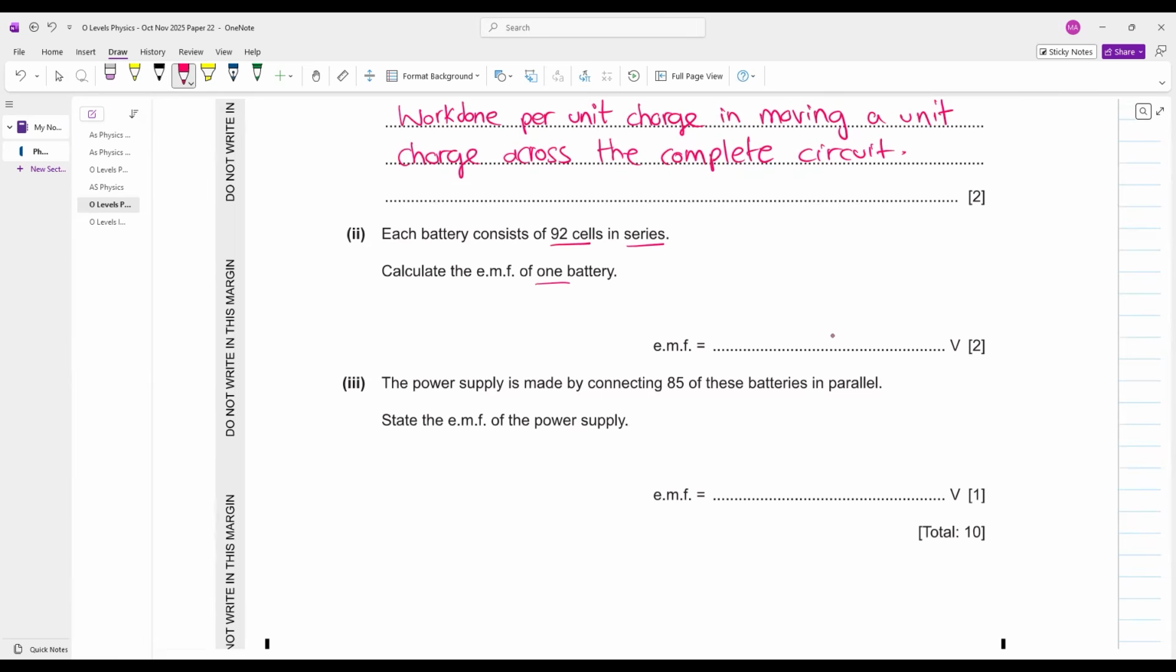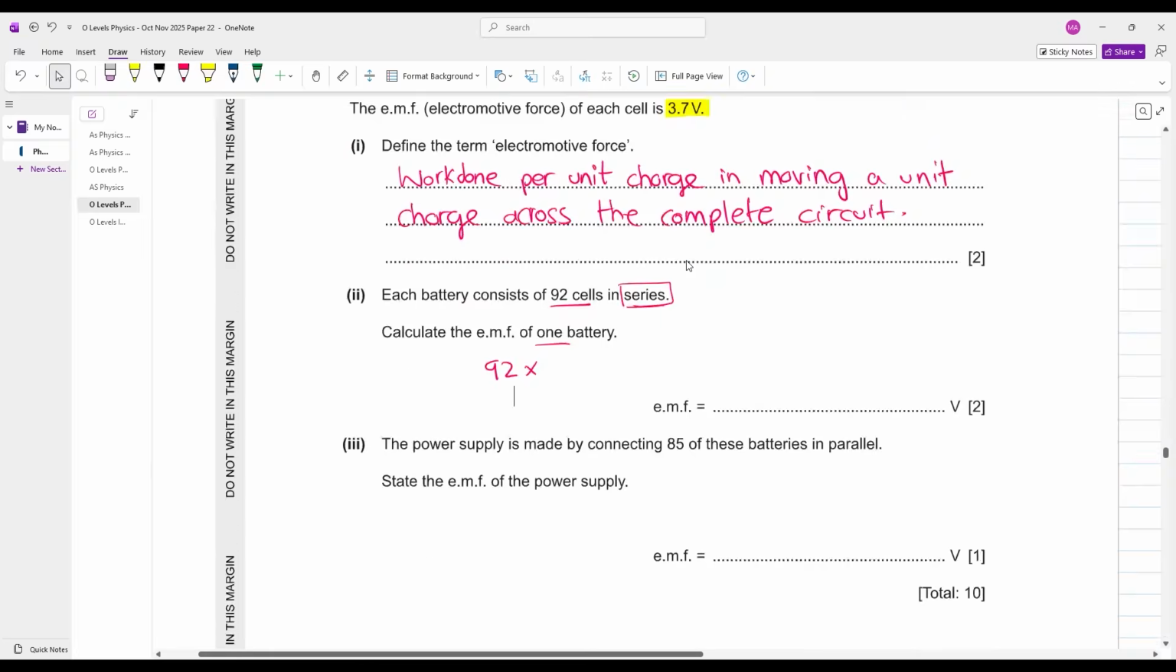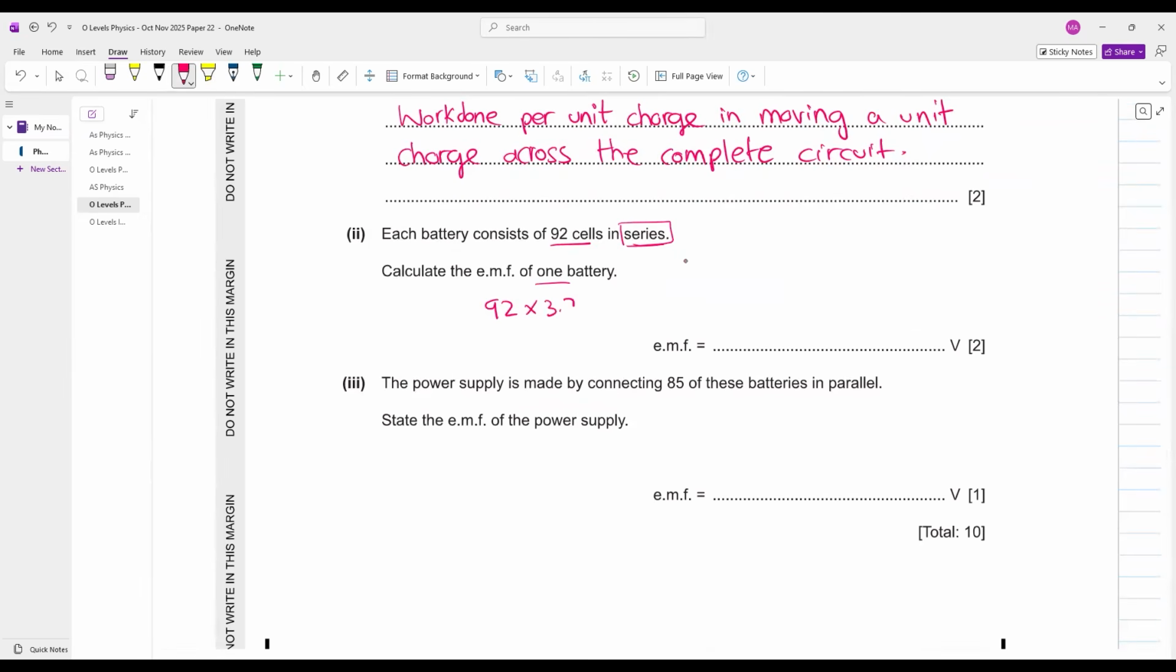बेटा, आपने EMF of one battery निकालनी, कैसे निकालोगे? Always remember in series the EMF of each cell gets added up. एक सेल का EMF क्या है भाई? 3.7. 92 cells का EMF क्या हो जाएगा? 92 into 3.7. Can you calculate this answer? EMF क्या आ गया भाई? 340 volts. The power supply is made by connecting 85 of these batteries in parallel. Calculate the EMF of the power supply. Parallel में power supply का EMF remains same.